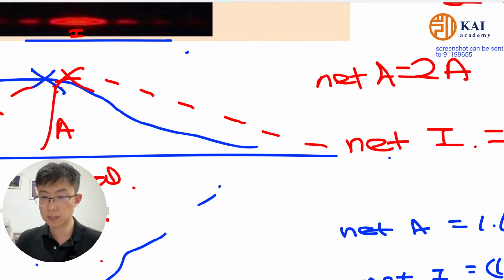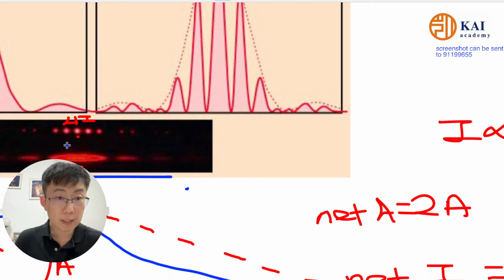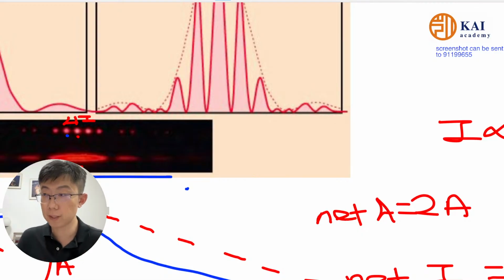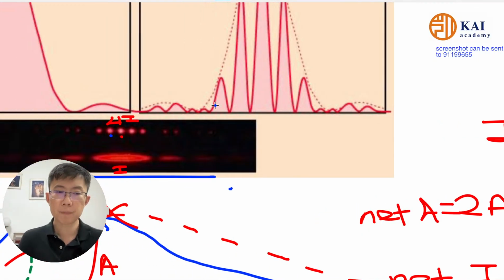So it now creates a drop. Let's say the central one is actually 4I. The next maxima will be a smaller value. In my calculation, I'm just using random values, it's about 2.6. So it keeps dropping.